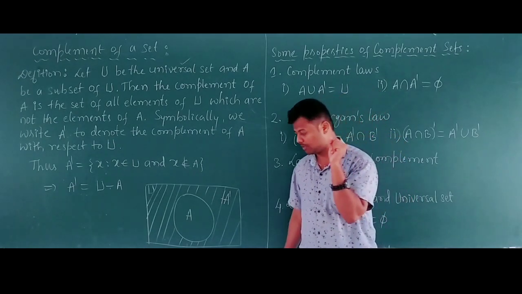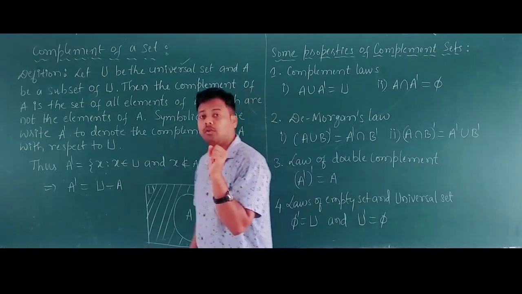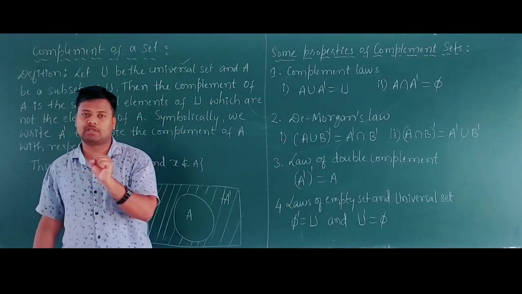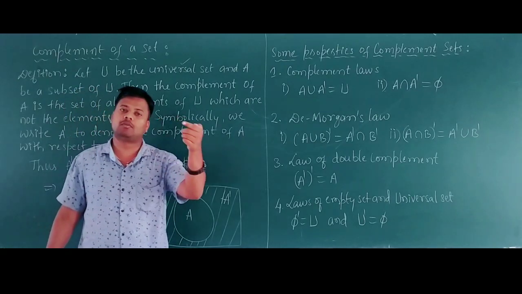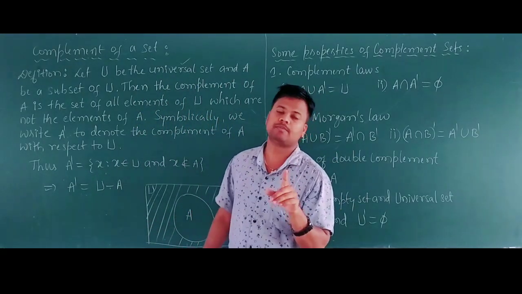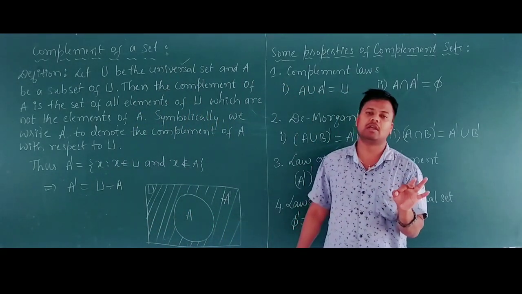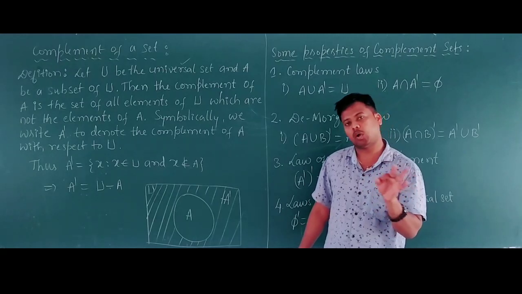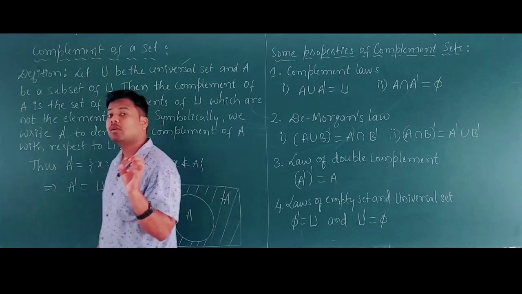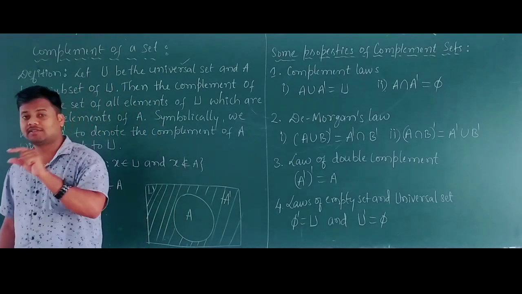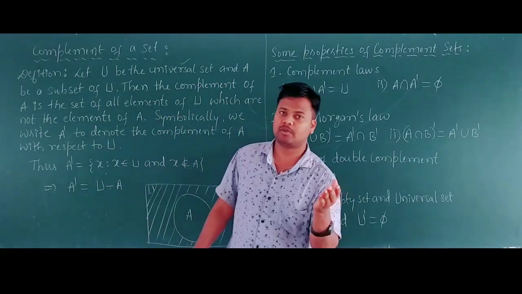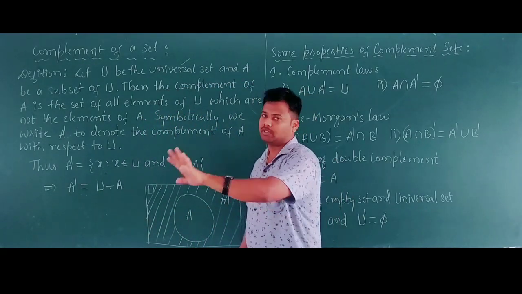But this set is not the universal set for all sets. If you consider a set of animals, then the set of real numbers is not the universal set. So that's why the universal set is the basic set which contains all the elements and all the subsets of a particular context. It is not the same universal set for all sets. Okay, so this may vary from set to set.